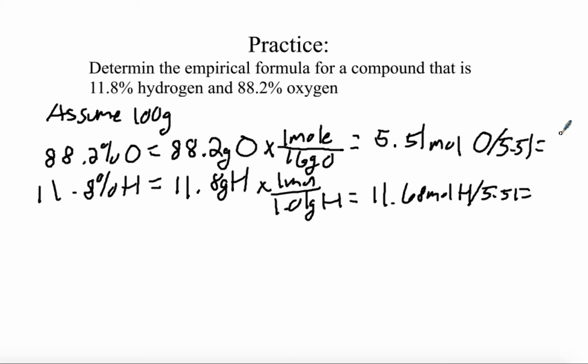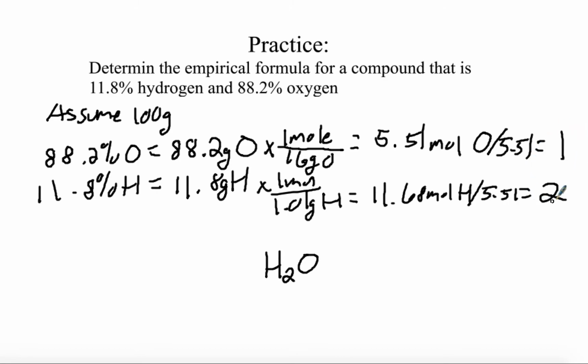Okay, so this one comes out to 1, this one comes to about 2. So what this tells me is for every 1 oxygen in my compound, I'm going to have 2 hydrogen. So that means my compound formula is H2O. I have 2 hydrogen for every 1 oxygen. And there you have it.